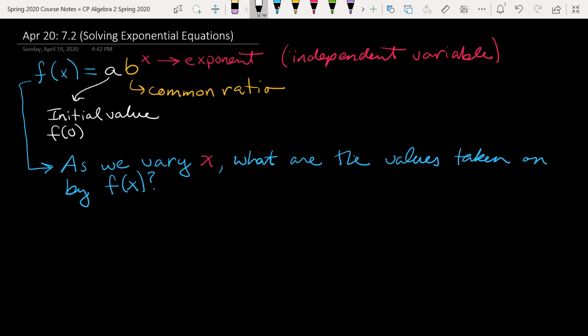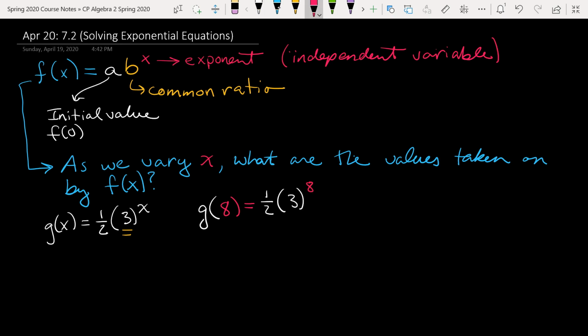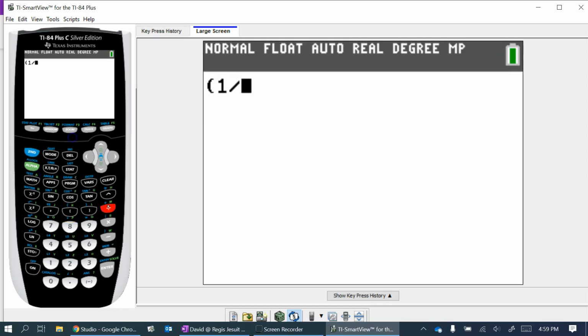So, for example, g of x is an exponential function. X is our independent variable and tells us how many times we're multiplying by our common ratio 3. So to ask ourselves the question, what is g of 8? All we're doing is inputting 8 for x. Well, let's jump to the calculator and figure out what this is. So our initial value was 1/2. So when x equals 0, this particular function has a value of 1/2. But we're going to multiply that by 3 to the x, and in this case x is 8.